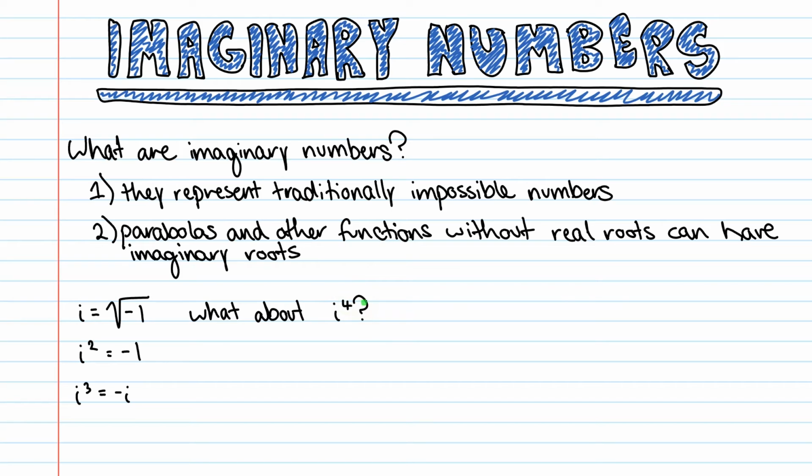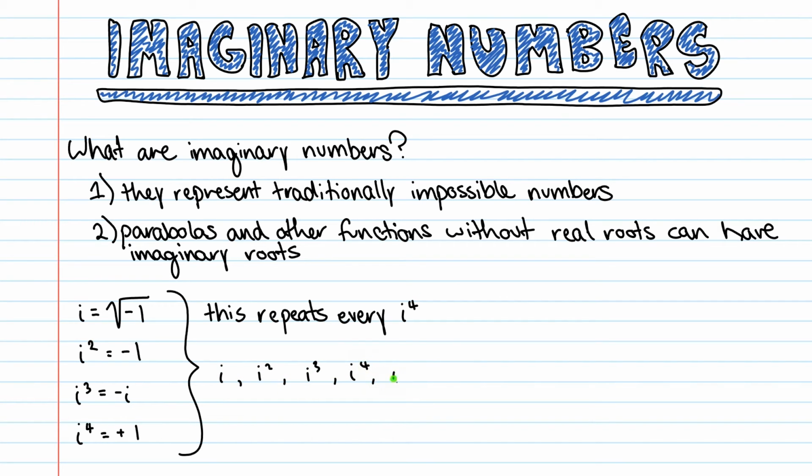And then what about i to the fourth? Well, i to the fourth is i times i times i times i, which is i squared times i squared, which is -1 times -1, which would equal +1. So the interesting thing here is this pattern, where it goes square root of -1 (which is i), -1, -i, and +1, and will repeat every i to the fourth, if that makes sense. I'll show you what this pattern looks like, and I'll highlight it so we can use this to simplify something crazy like i to the 37th or i to the 100th.